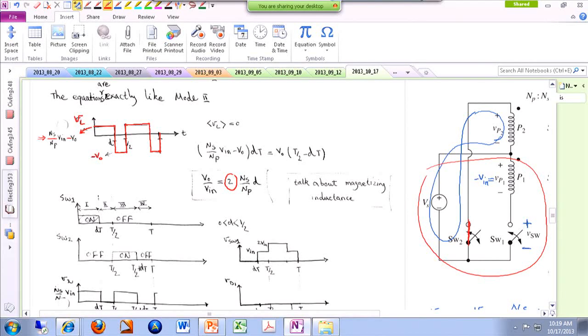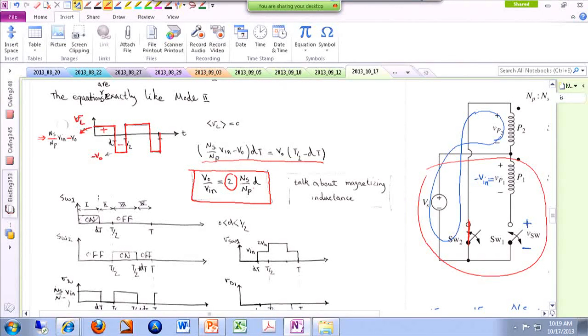So the average value of VL should be 0, or you can write it in this form. Or basically this area should be the same as this area. Or in the end, you are going to end up having a voltage transfer ratio, which is something like this. So there's a 2 appearing here because of the way we have defined the duty cycle. Our duty cycle, the way it has been defined, can go from 0 all the way up to 50%. And there is Ns over Np appearing here because we are having a transformer.